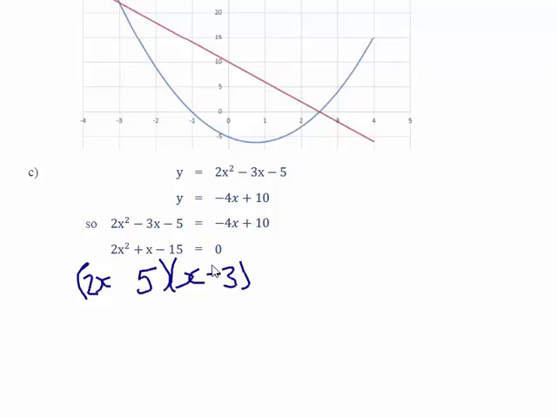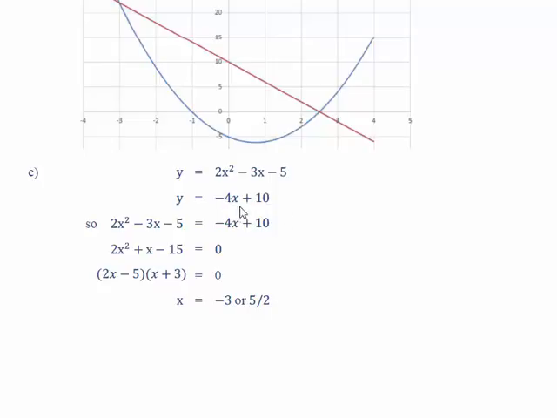So this needs to be a positive quantity, this needs to be a negative quantity. So just check that. We've got 2x times x, which is 2x squared, 2x times 3, which is 6x, minus 5 times x, which is minus 5x, so we get a net of x, and then we've got minus 5 times plus 3 is minus 15. So that means the two factors of x are x plus 3 is equal to 0, so x equals minus 3, and 2x minus 5 equals 0, so x is equal to 5 over 2.